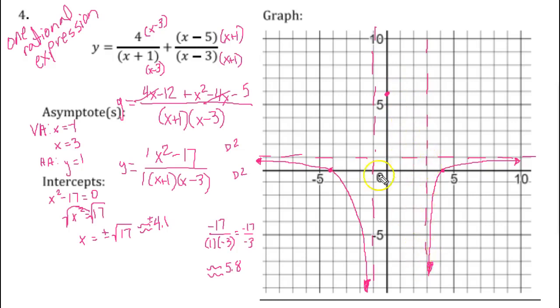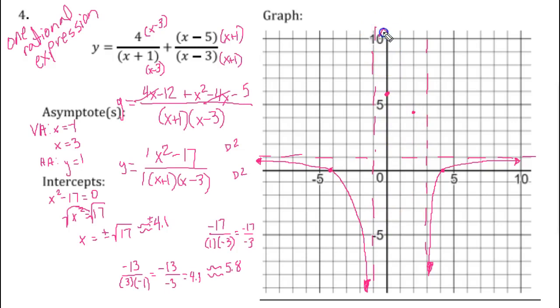So I'm going to choose 2. If I substitute 2 in, I get 4 minus 17, which is negative 13. 2 plus 1 is 3, and 2 minus 3 is negative 1. So when I do this, I get negative 13 divided by negative 3, which is going to be 4 point something, 4.3-ish, around that general area. So 2 is going to be 4 and about 1/3. So it does look like, in fact, this stays above.